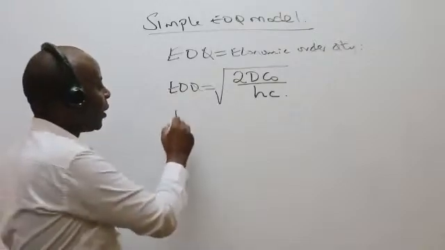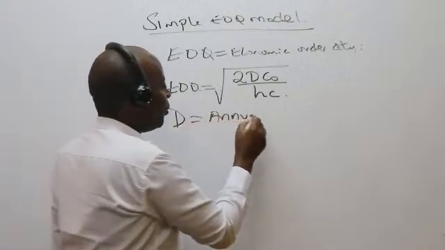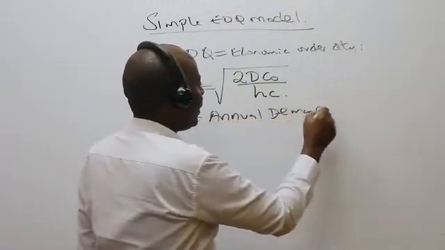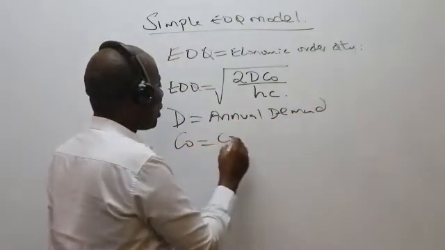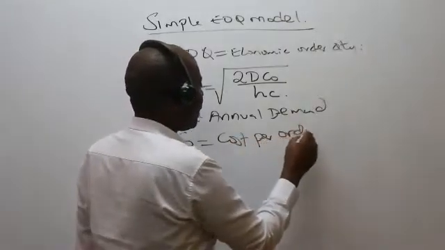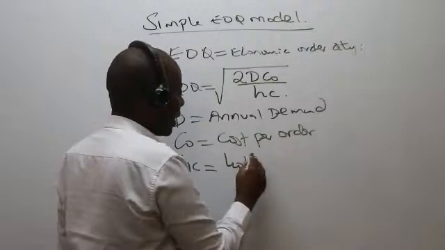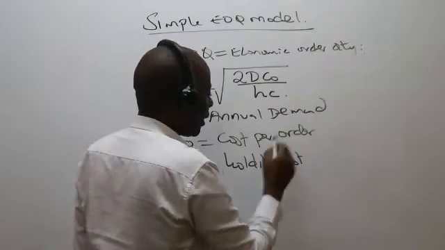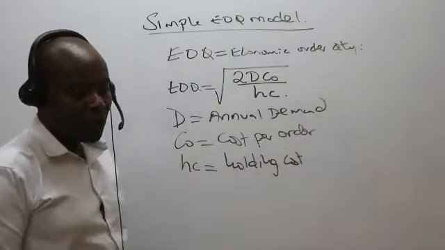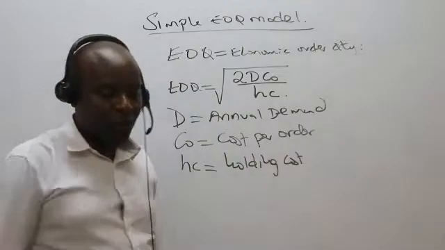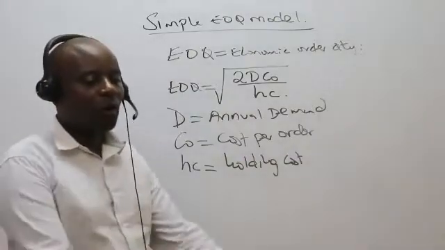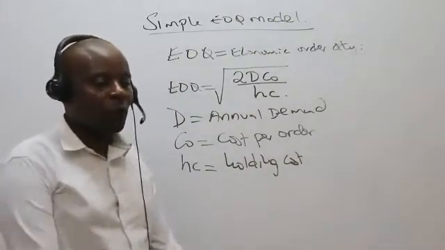Where D is the annual demand. CO is cost per order. And then we have got HC, which stands for holding cost.